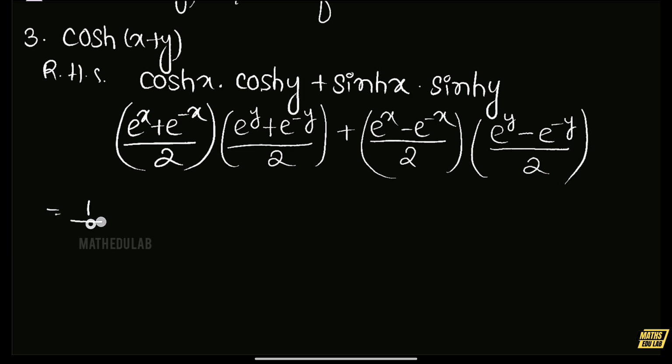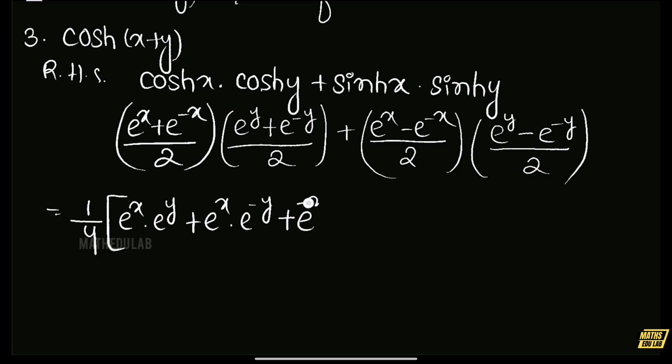So 1 by 4, e to the power of x will get multiplied with these terms. So e to the power of x into e to the power of y plus e to the power of x into e to the power of minus y. Then again this value will get multiplied with these two. So plus e to the power of minus x into e to the power of y, then plus e to the power of minus x into e to the power of minus y.